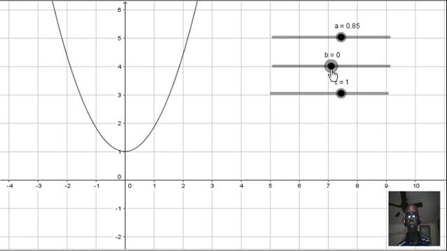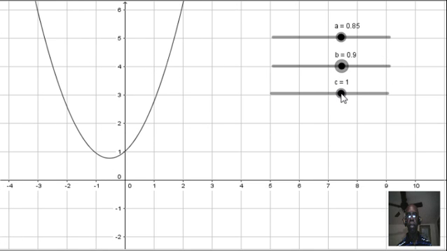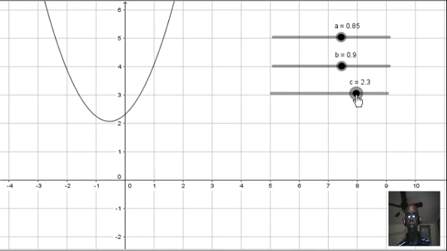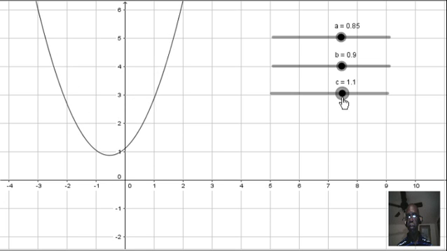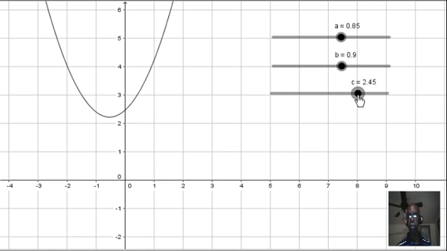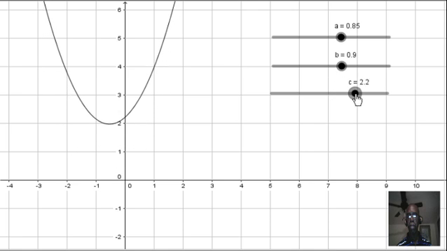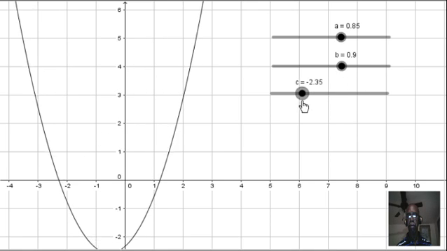Finally, you have the c in the equation. Changing the value of c changes the y-intercept. The y-intercept is the point where the graph passes through the y-axis. Note how the position of the graph on the y-axis changes as the c value changes.